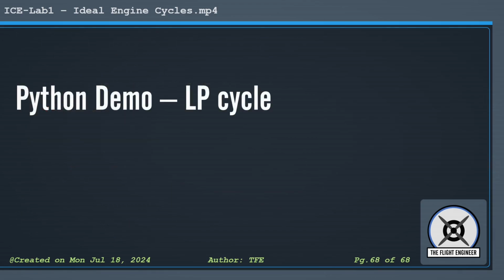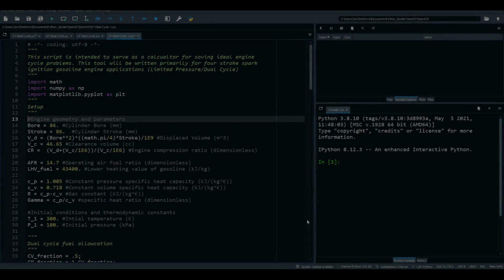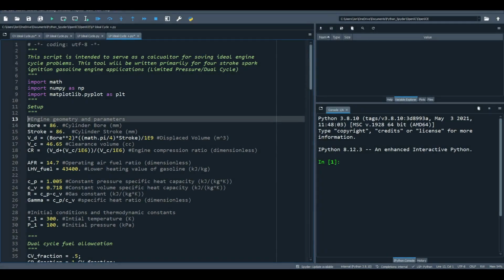And that's about all there is to the limited pressure cycle. Let's go back into Python and take a look. Alright, here we've got the limited pressure cycle in Python. We've set things back to how they were for the constant volume cycle.